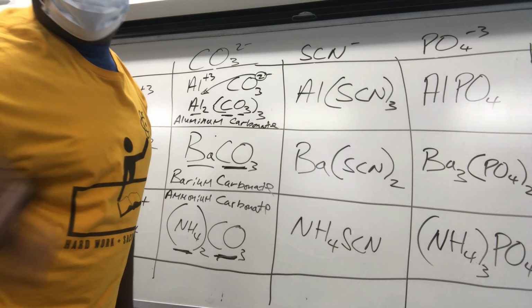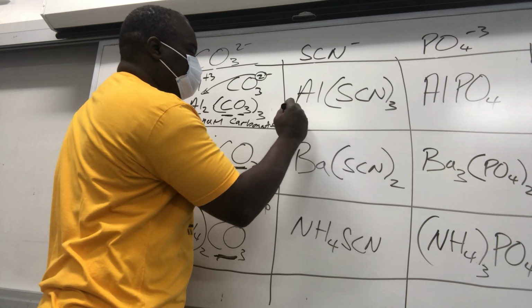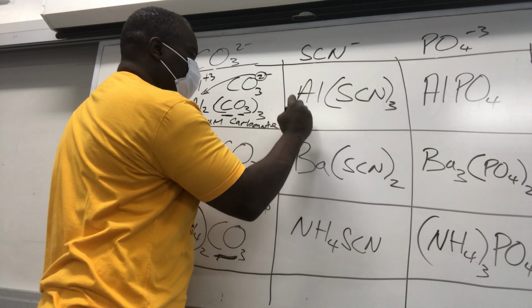Alrighty, aluminum and SCN, okay? So SCN is thiocyanate, right? No problem. Al is aluminum, so you simply write aluminum, all right?